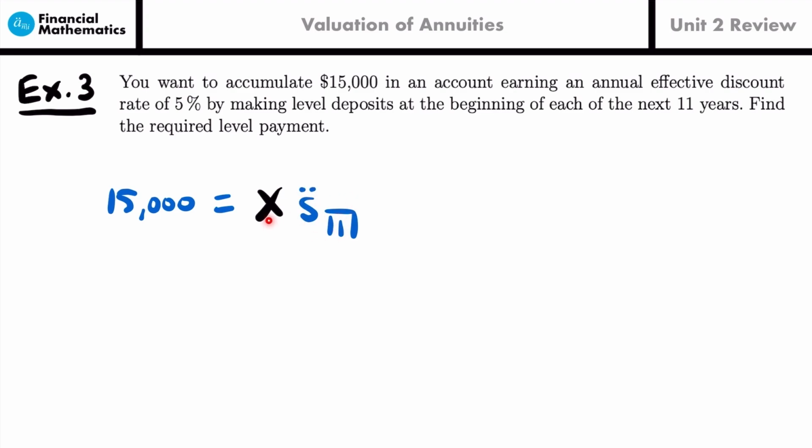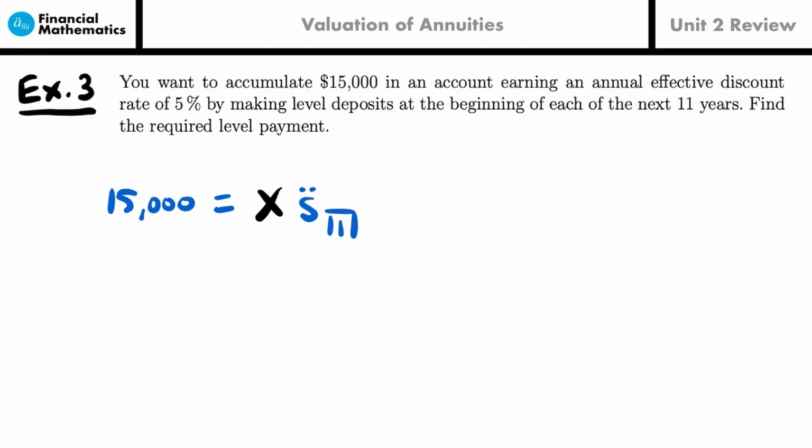We have 11 payments of X at the beginning of every period that we want to take the future value of. So this is our formula for the future value of an annuity due. But what would our interest rate be? We're given an annual effective discount rate of 5%, but can we use a discount rate in this formula? Well, you could, but you'd have to make a lot of changes to the formula, which we don't want to do in this case. These formulas, the way that I presented them to you, are always assuming that you are working with an effective interest rate, not a discount rate. So we will have to convert our rate here.